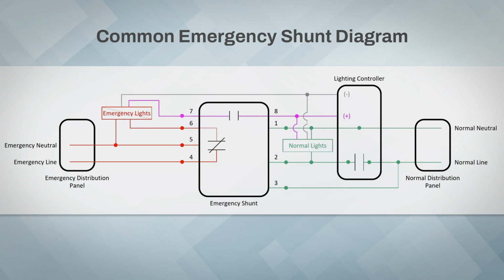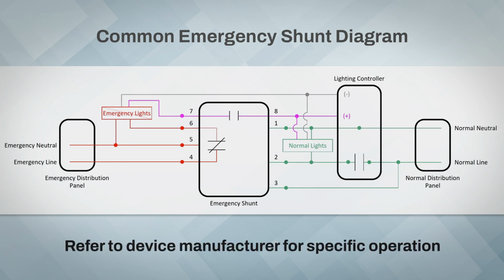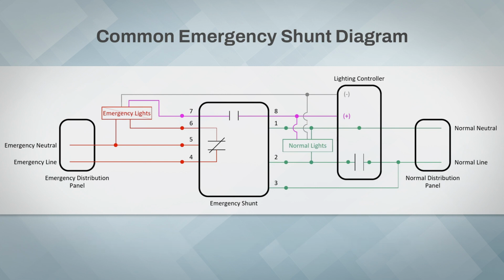To understand how your specific emergency shunt operates, you will want to refer to the manufacturer of your device. But most of them operate by opening and closing the emergency side relay based on the switching of normal power. When the normal sensing circuit is lost, such as during a power outage, the emergency side relay will automatically close, turning the emergency fixture on.